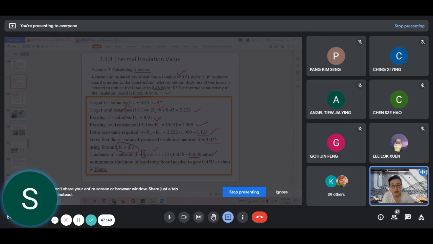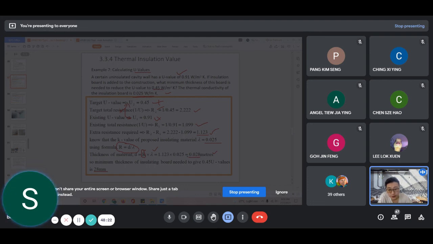So this is the idea on why you want to work out this example in this way. The U is not the same thing, but resistance is the same thing. So you need to convert this into R first. Then once you minus them out, you can use another formula to find out what is the thickness required to get the additional level of resistance required. So once you work it out, finally you get this value. This is in meter.